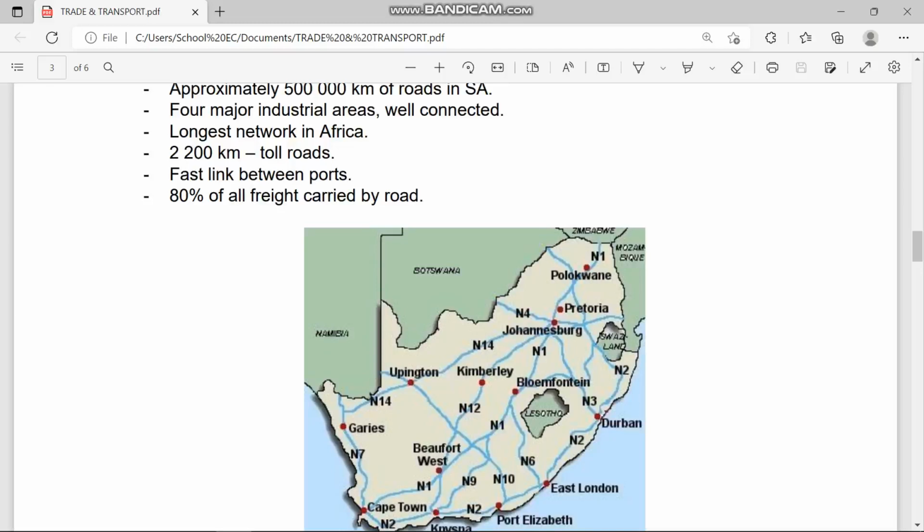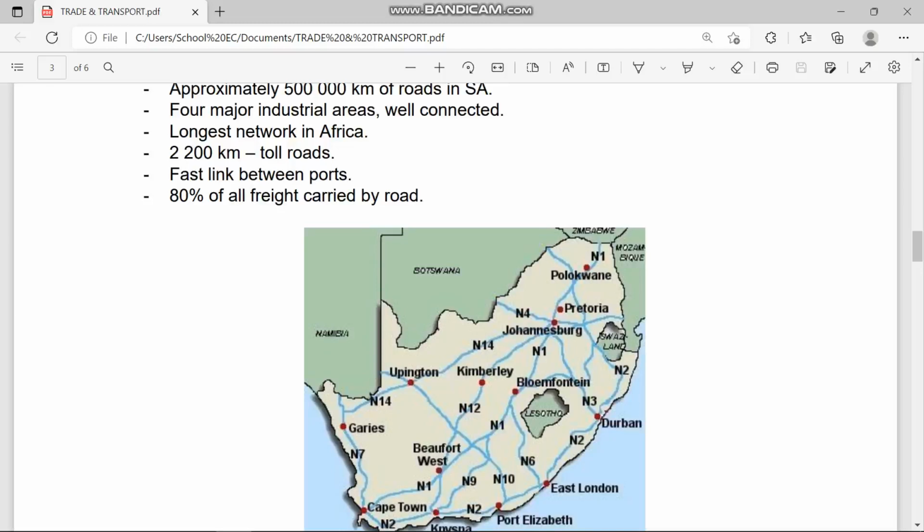Okay, that's how it goes. That's basically what it means. These four major areas are well connected. Yes, the longest network in Africa, which is 500,000 kilometers of roads. It's the longest network in Africa. So this is the longest network you'd find here in Africa, on this continent.